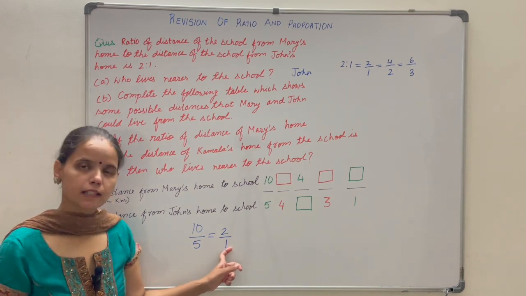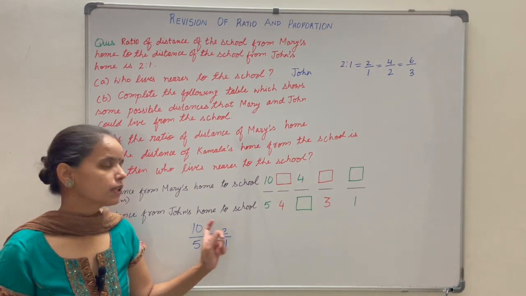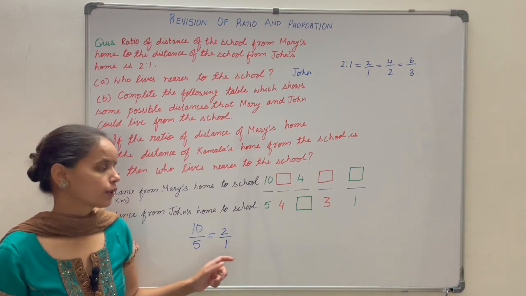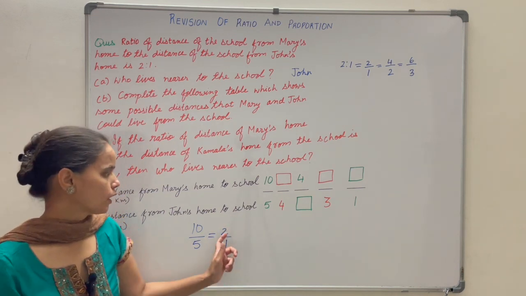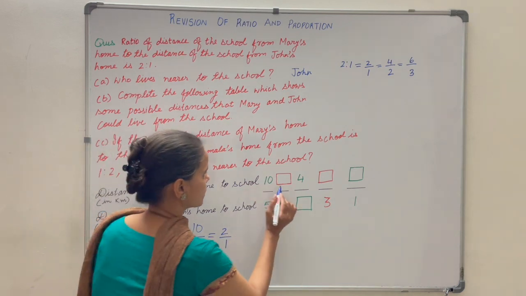So you have multiplied the denominator by 4. In the numerator also you have to multiply by 4 to get the equivalent ratio. So here you will get 8.